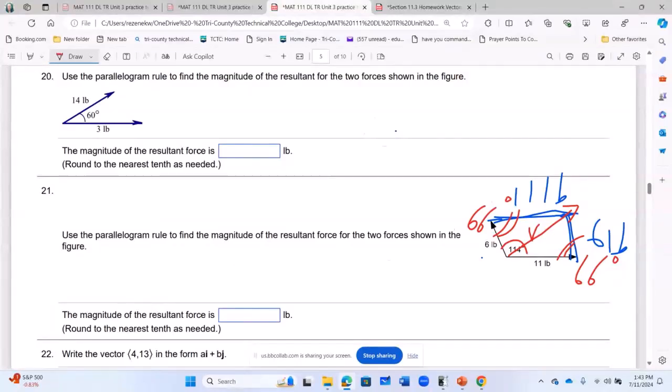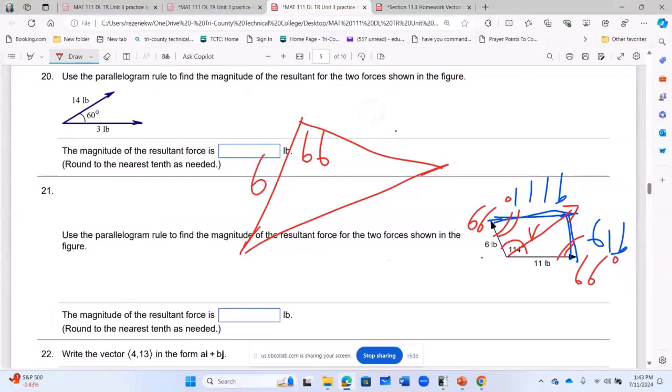Okay, now that I have drawn a diagonal, I can just bring one triangle out. And then this angle is 66 degrees. This is 11.